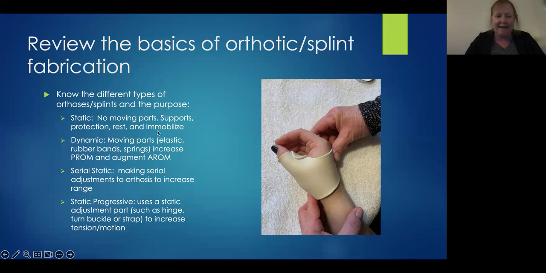So again, static, no moving parts. Dynamic, there's moving parts. I always think of increasing passive range of motion and also augmenting active range of motion. Serial static is for somebody who really has a contracture and you want to slowly increase the motion without causing a lot of trauma to the structures. And then static progressive also, again, helps to increase motion.